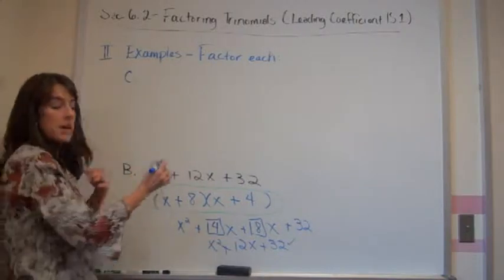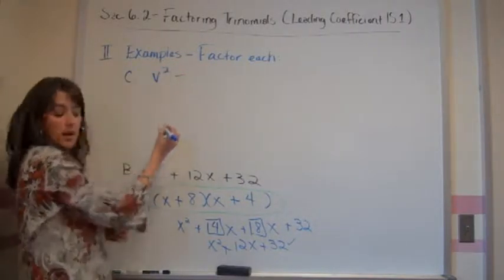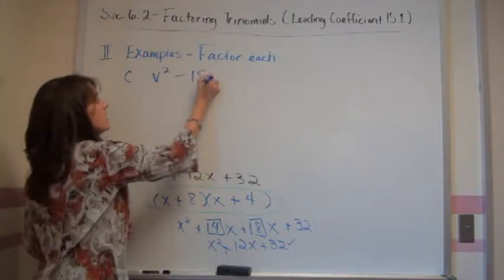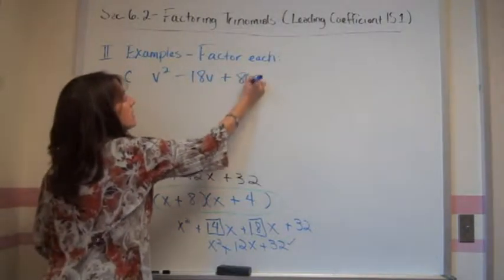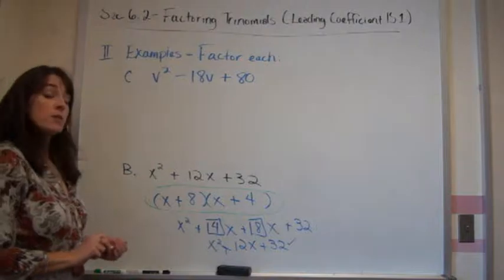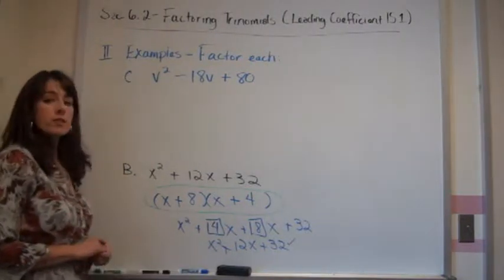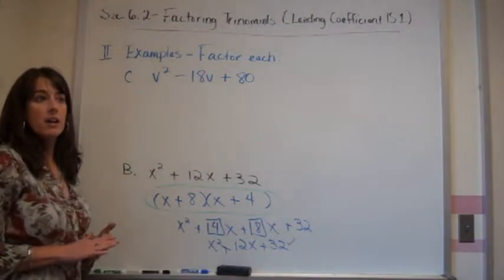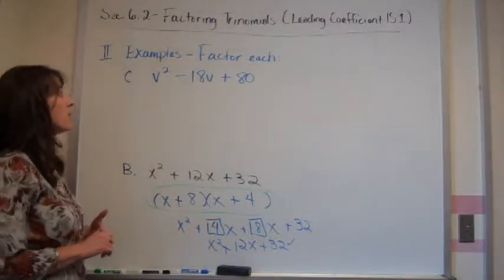Change it up a little bit on the signs. Let's go with v squared minus 18v plus 80. And I'm going to do the very same thing. I'm going to check first to see is there anything common to each and every term that I can divide out. It's got to come out of all of them.